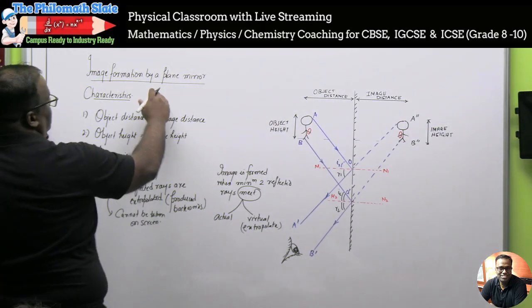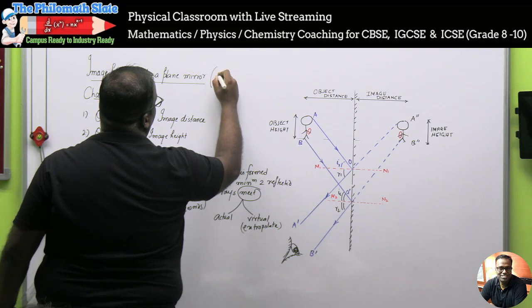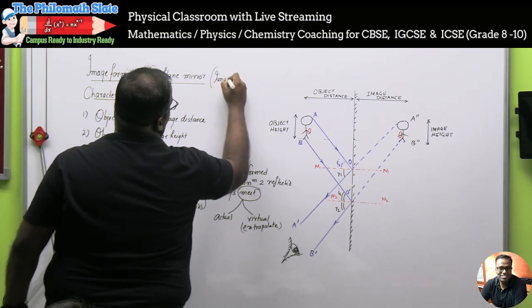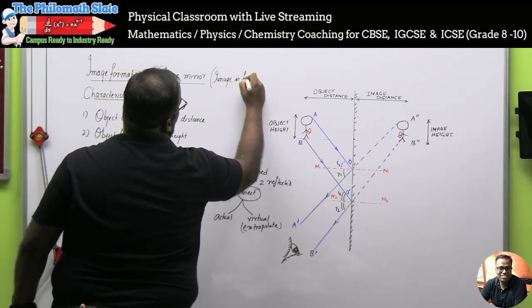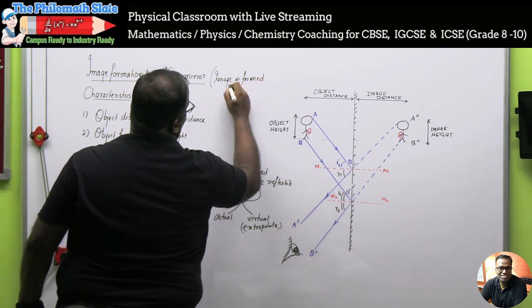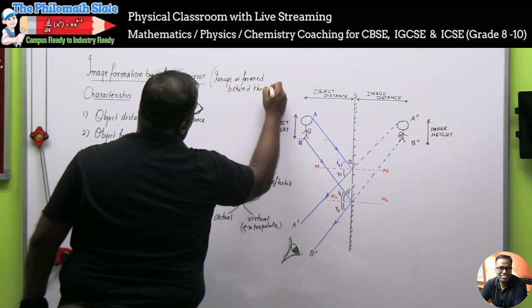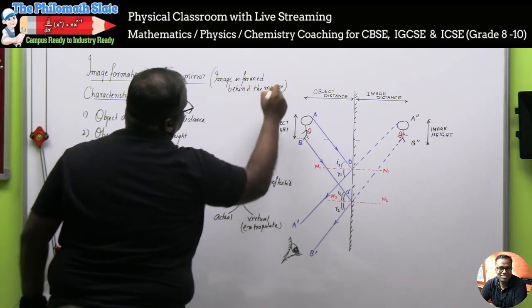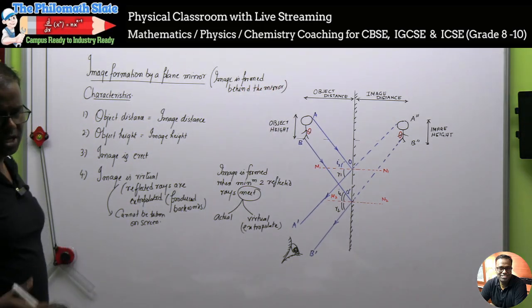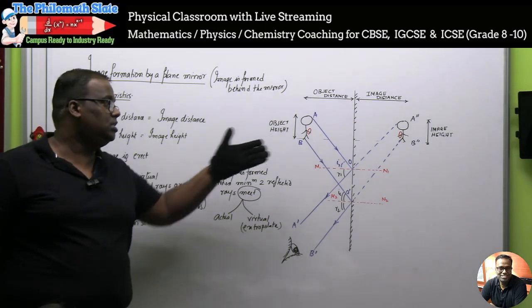Image formation by a plane mirror: the image is always formed behind the mirror. Screen means, screen can be a paper also. Can you see this image on that paper? No.